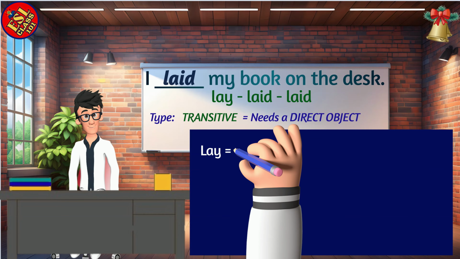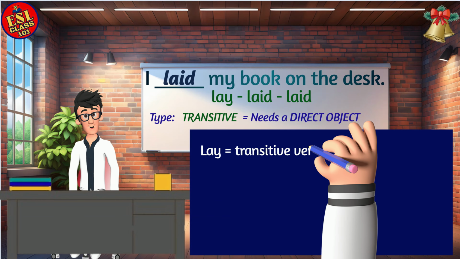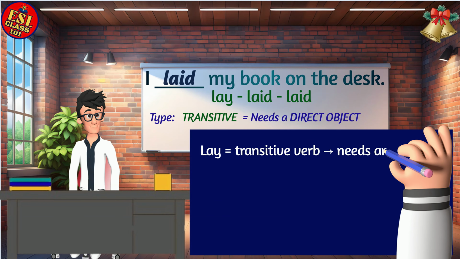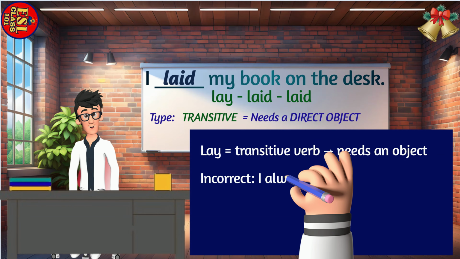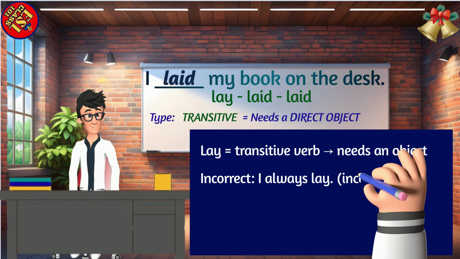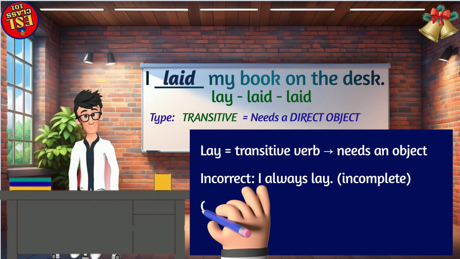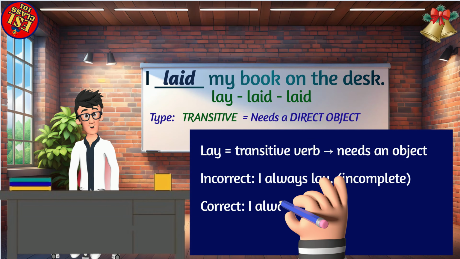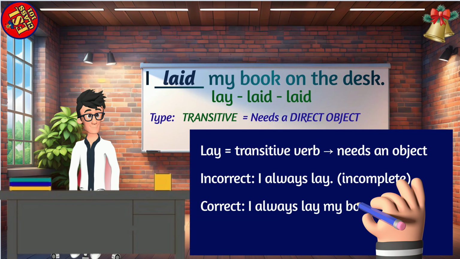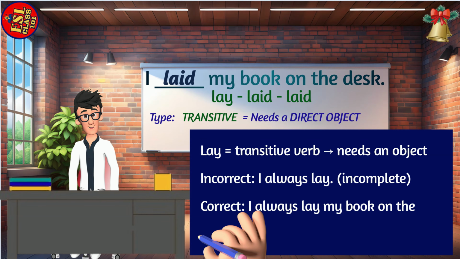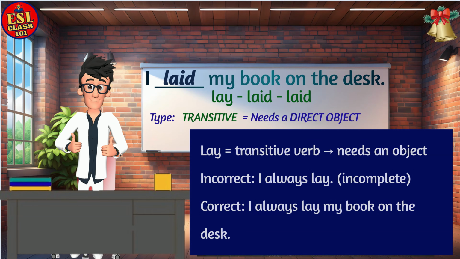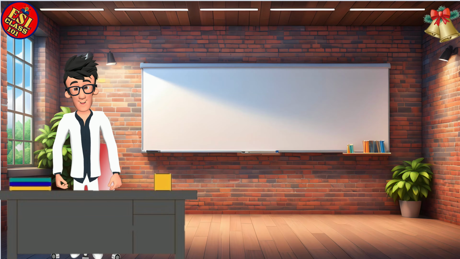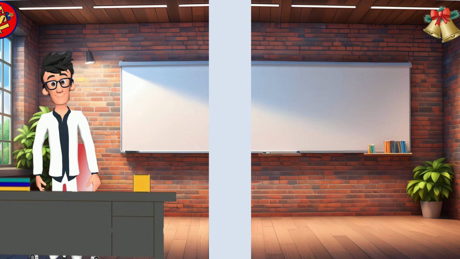To sum up, lay is a transitive verb, which means it always requires an object. Without an object, the sentence will not be clear. For example, I always lay is incomplete and does not make sense. To clarify the meaning, we must ask, what do you always lay? A correct sentence would be, I always lay my book on the desk. Is it clear?